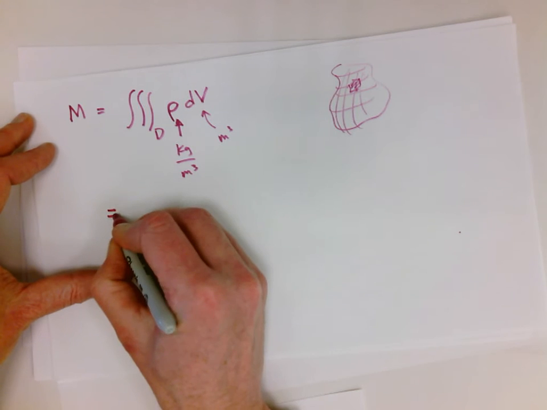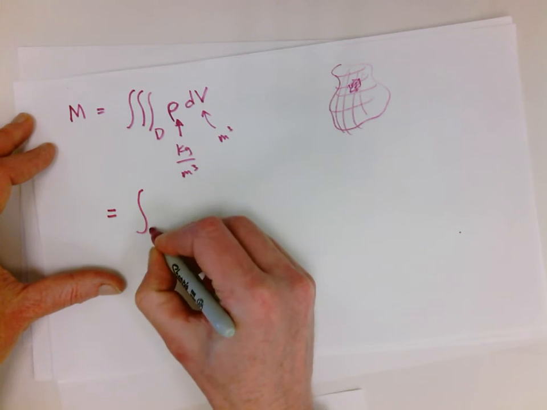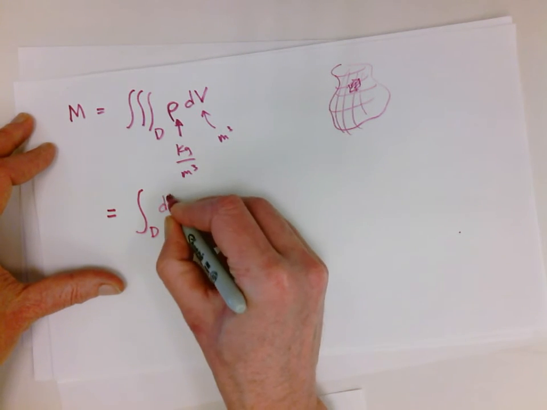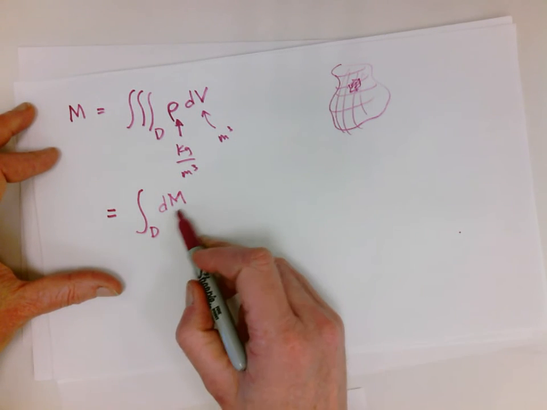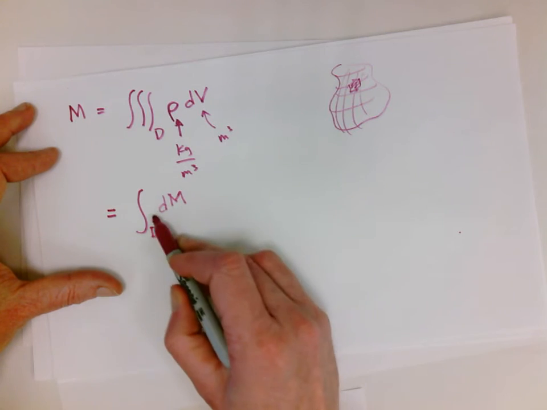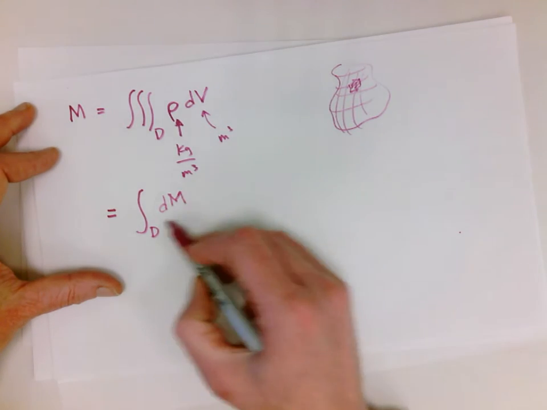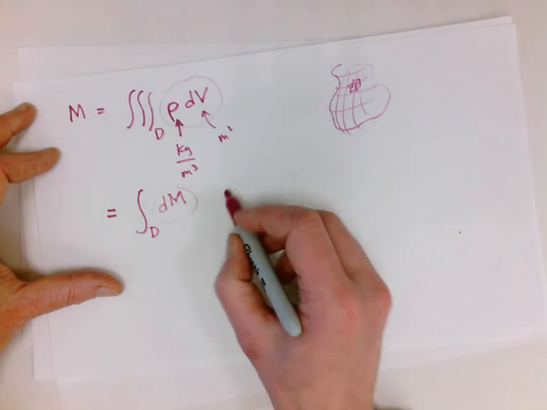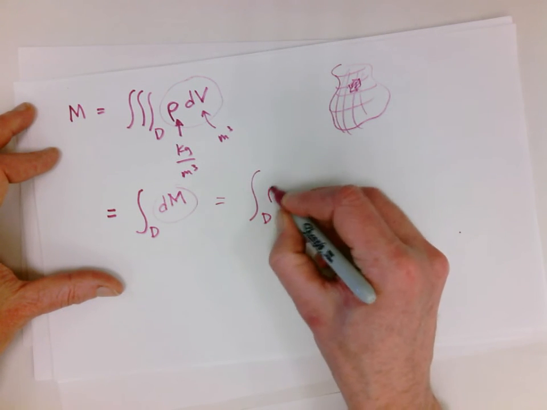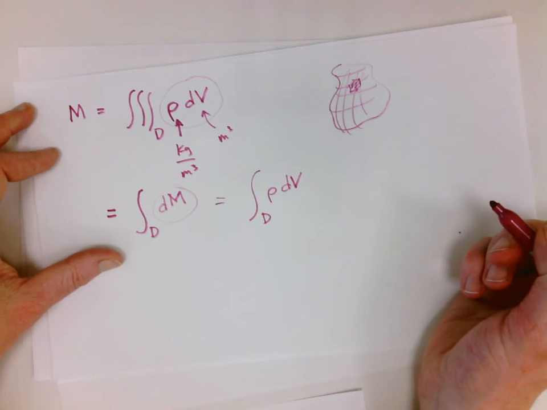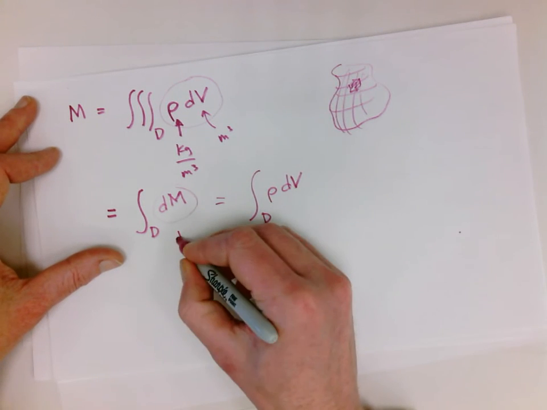So notationally, you'll often find this written in the more obscure looking form of simply the integral over the domain of dm, where dm is a differential mass element. dm is simply this thing. So if I wanted to write that in more explicit detail, I would write the integral over the domain of rho times dV.